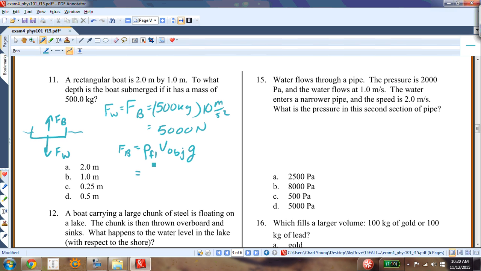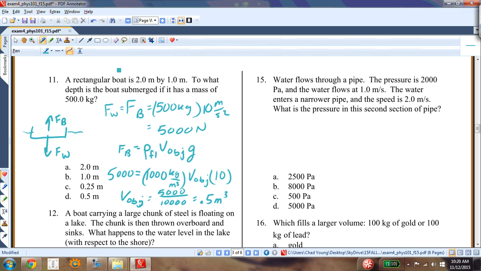So that's going to be, let's see, I have water, we'll assume it's water, 1,000 kilograms per meter cubed. That's the density of water, you can get that on the equation sheet, times the volume of the object, times 10. This is going to all equal 5,000. And then if I solve for the volume of the object, that's 5,000 over 1,000 times 10, or 10,000. That's equal to 0.5 cubic meters.